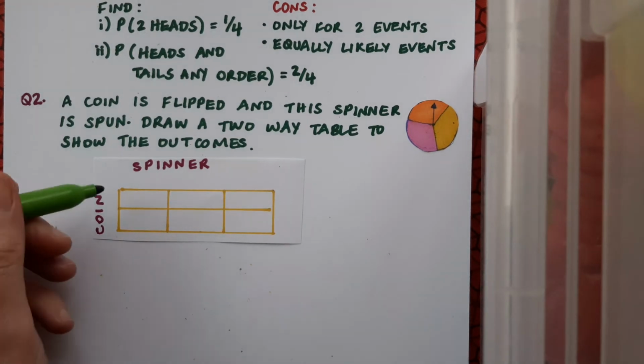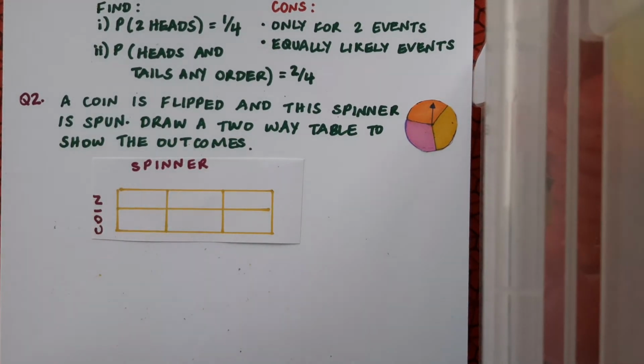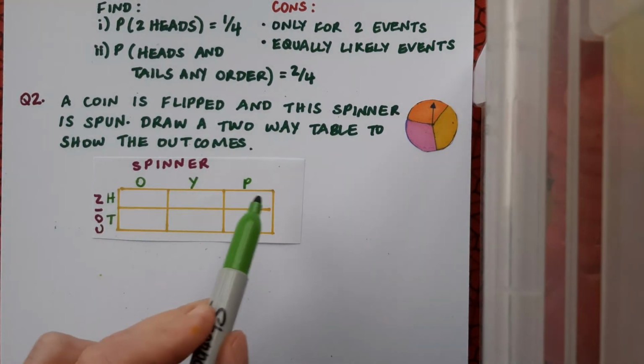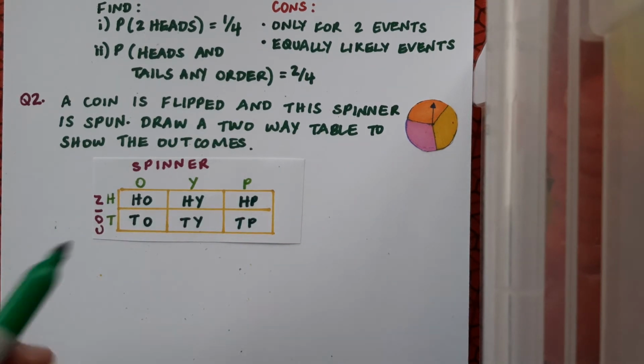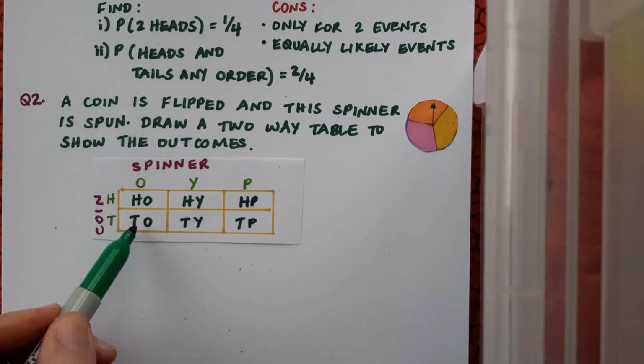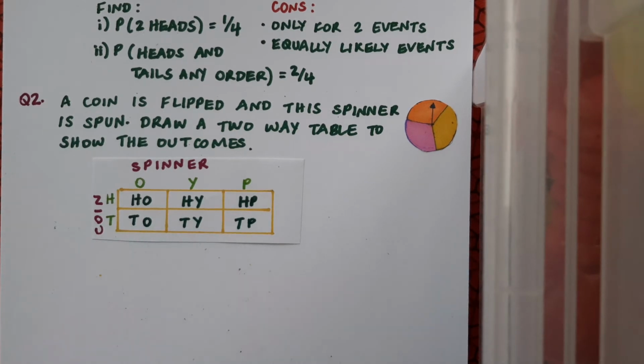So again, I'll fill in the individual outcomes on the outside. For the coin, that's H and T again for heads and tails. And for the spinner, I've got orange, yellow and pink, and the order here doesn't matter. So let's fill in the grid. On the top line, we've got HO, HY, HP, and on the bottom, TO, TY, TP. So for example, TO means I got tails on the coin and orange on the spinner.